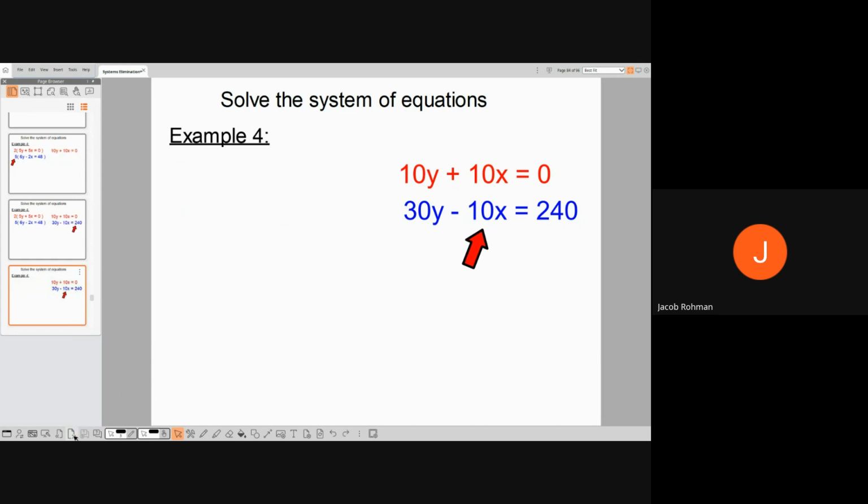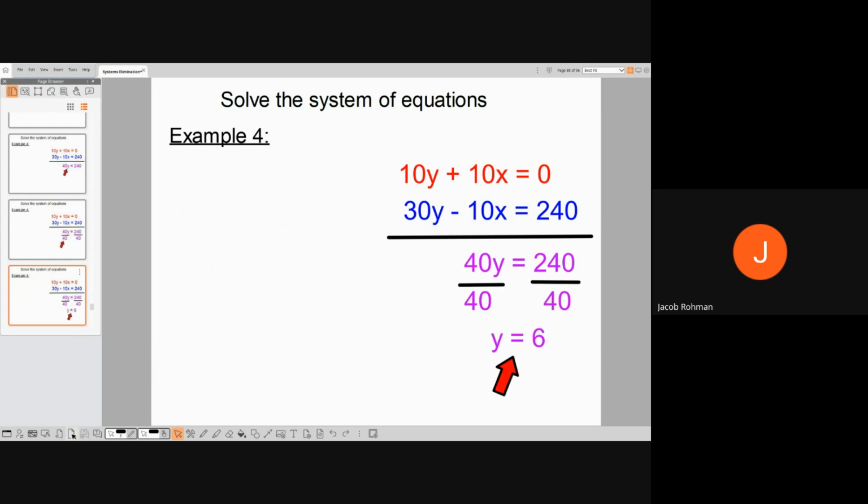Now, I can simply add straight down, and notice my x's will eliminate in this case. And that's going to leave me with 10y plus 30y, which is 40y, and then 0 plus 240, which is equal to 240. Now I can divide by the 40 on both sides, and then y is going to be equal to 6. So I can use this in substituting into the top equation. And it doesn't have to be this top one. We could actually substitute this bottom one for y, but let's just go ahead and stick with the top one.